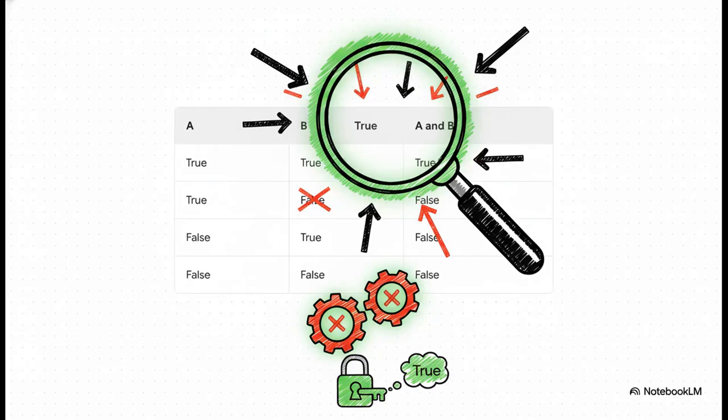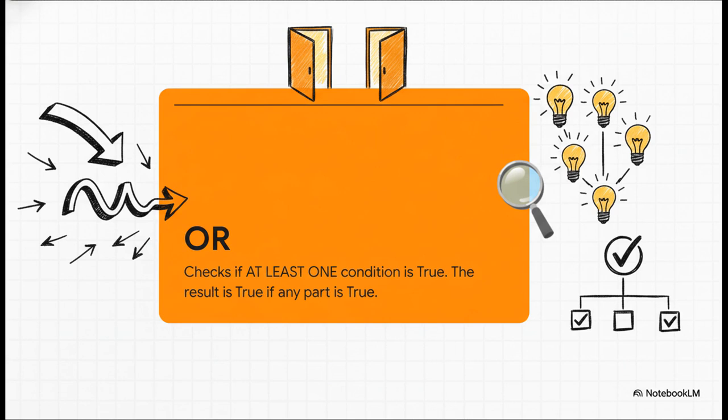And here's the truth table for and. Just look at it. Out of 4 possible combos, only one, that very top row where A and B are both true, gives you a true result. This really drives home how strict that and operator is. So if and is the strict bouncer, then or is its chill, flexible cousin. The or operator is happy as long as just one of its conditions is true.